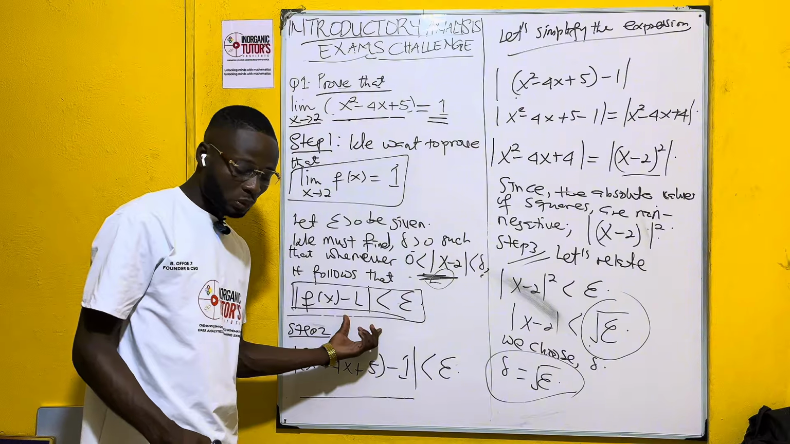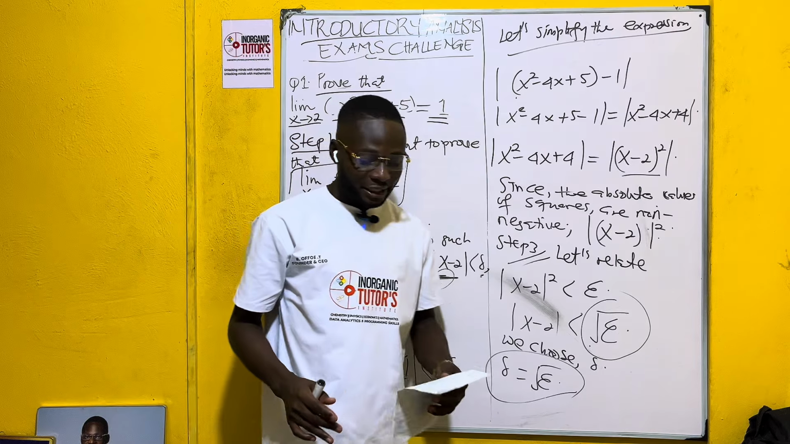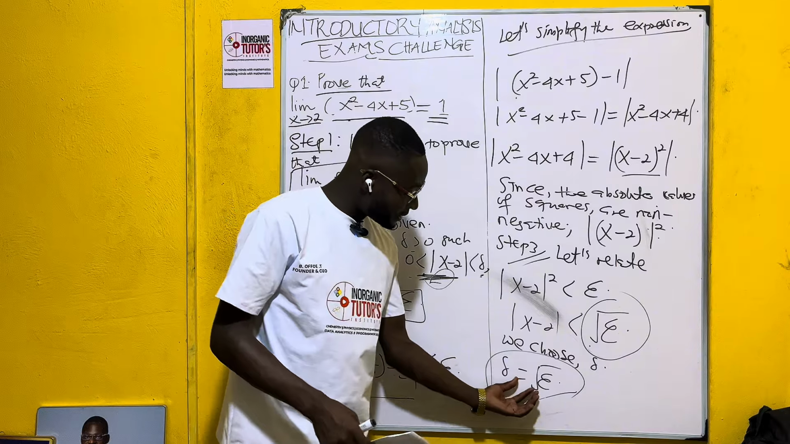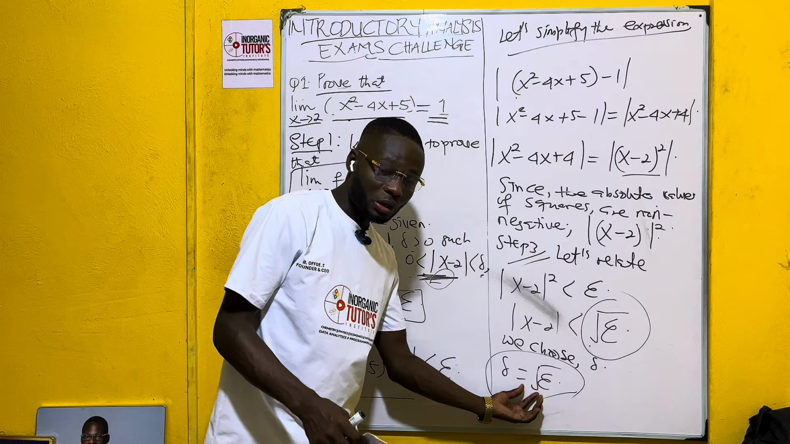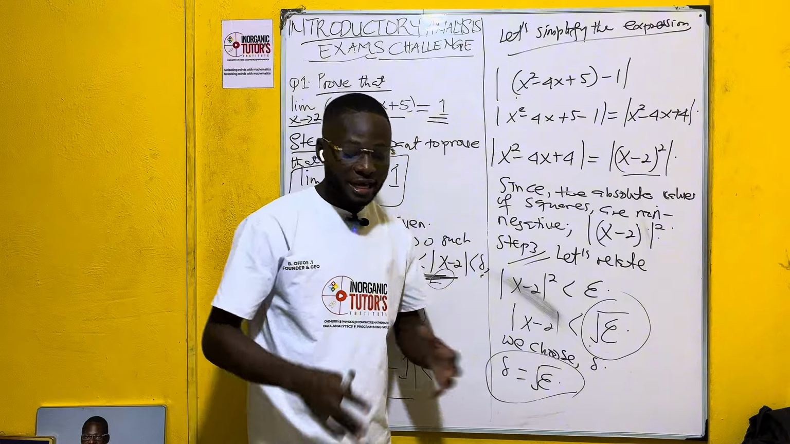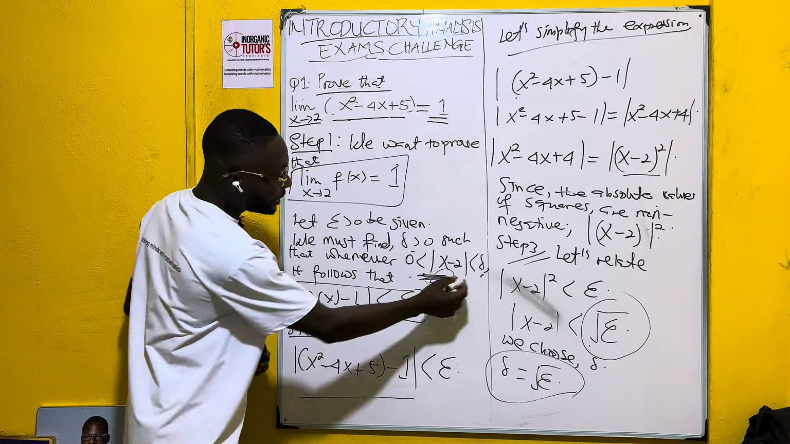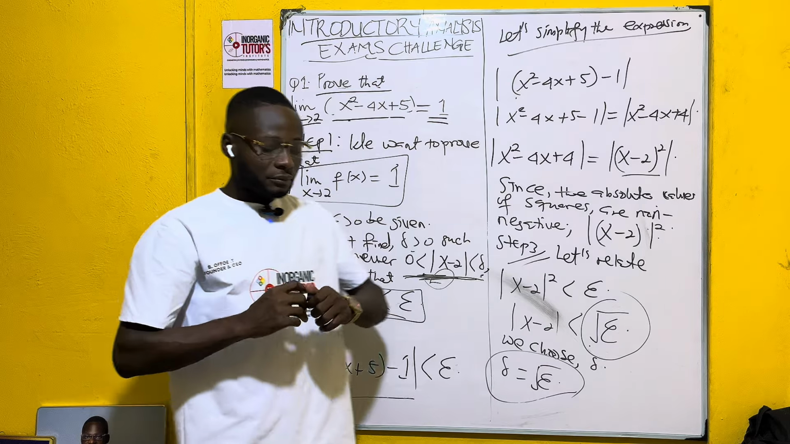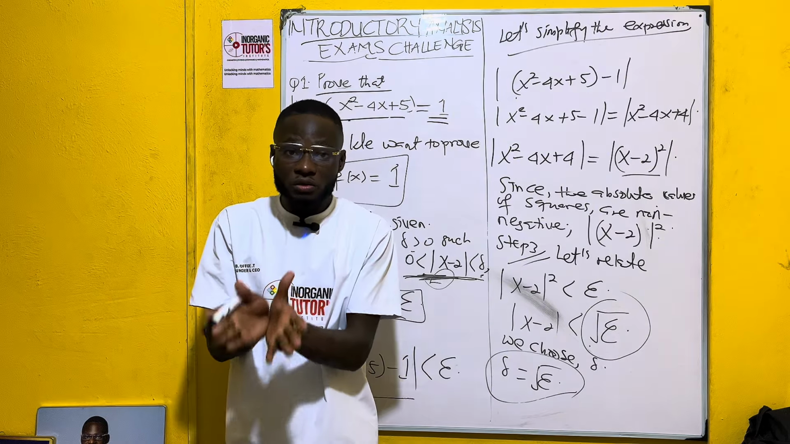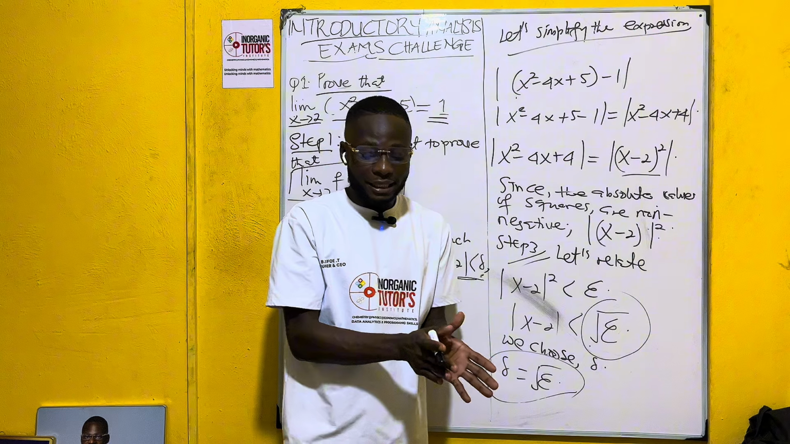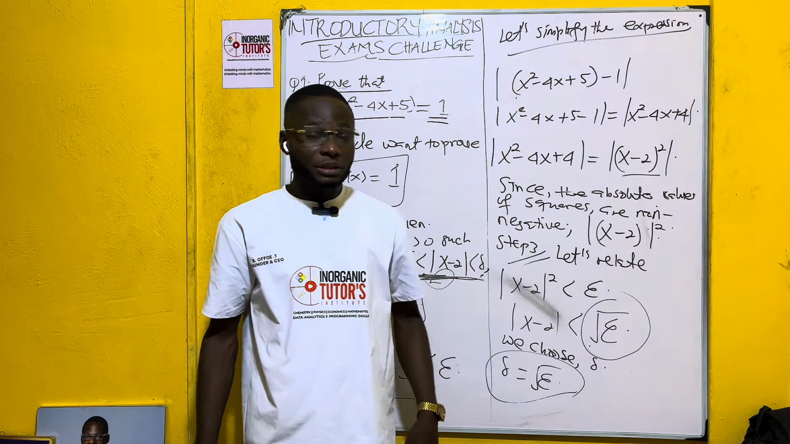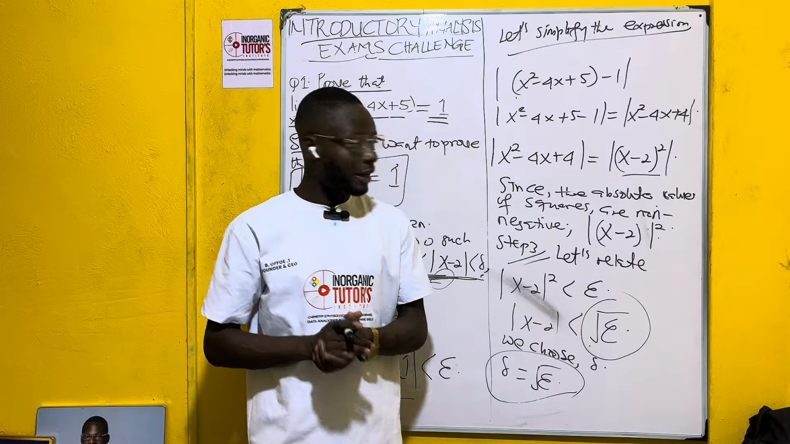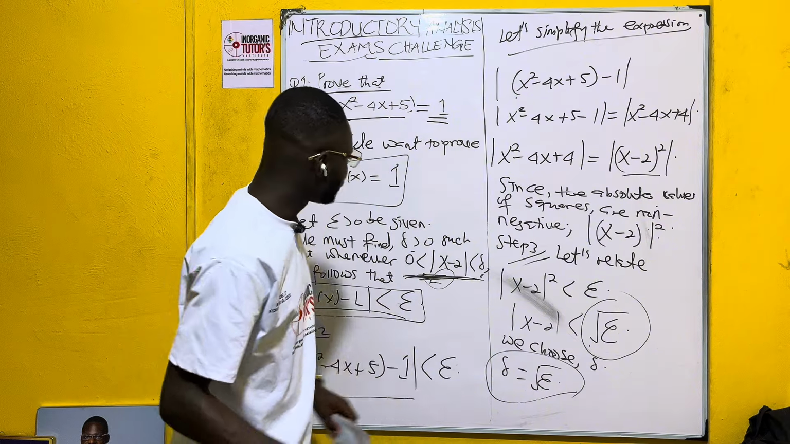So basically, we can say that if delta is equal to the square root of epsilon, then whenever we do this, we will have the absolute value of the function minus the limit equal to the absolute value squared, to be less than epsilon, right? So let's write that in English here.